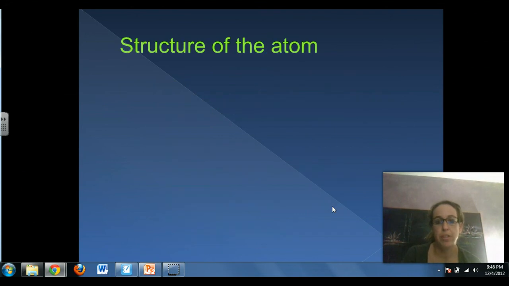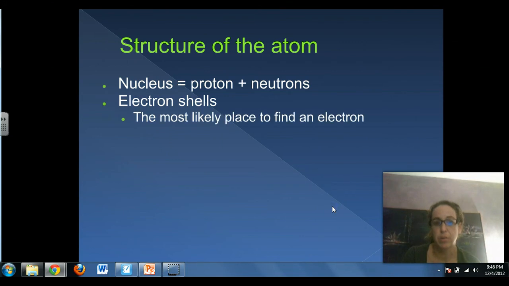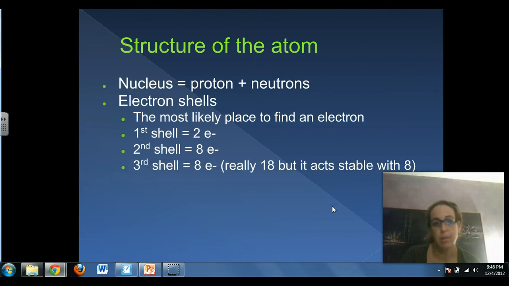Okay, the structure of the atom. So an atom is made up of the nucleus, which has the protons and the neutrons. Remember, protons are positive, neutrons are neutral, and those are located in the nucleus, which is in the very center of the atom. Surrounding the center of the atom are electron shells. And in those electron shells, the first shell can hold 2 electrons. The second shell can hold 8 electrons. And the third shell can also hold 8 electrons.